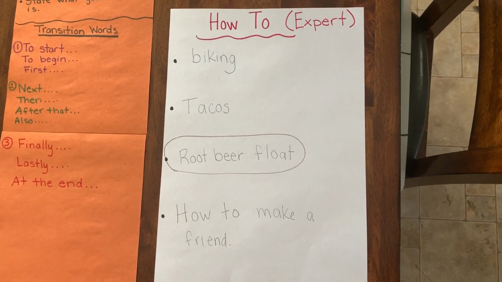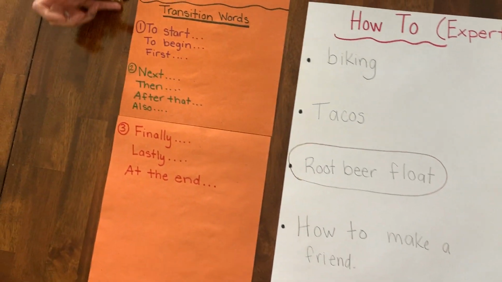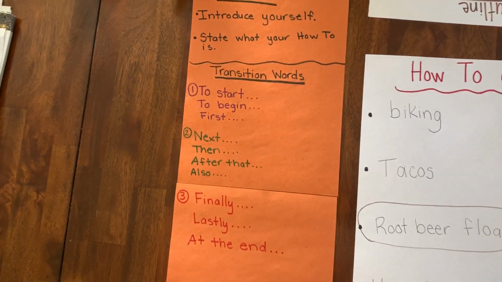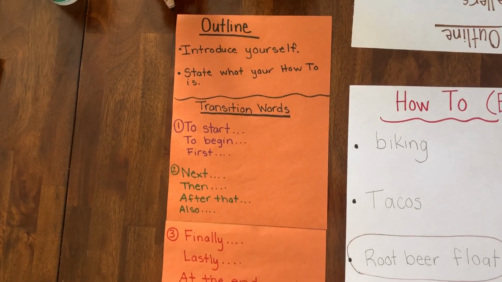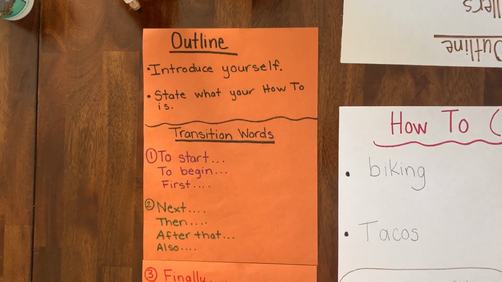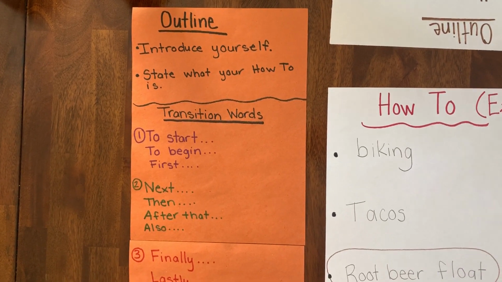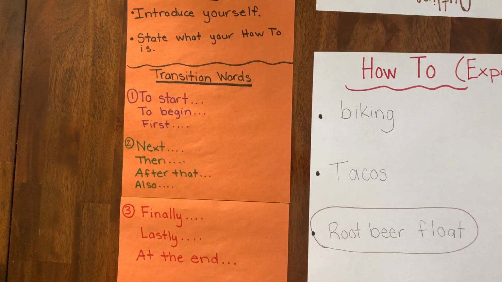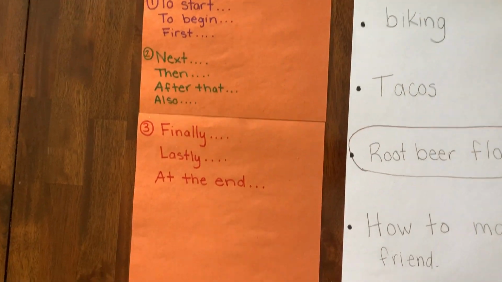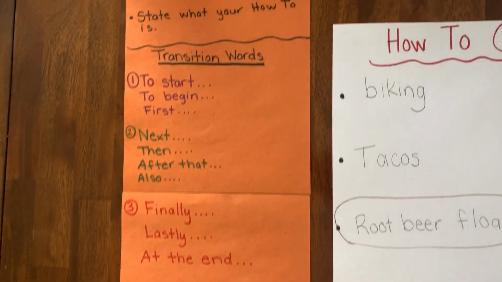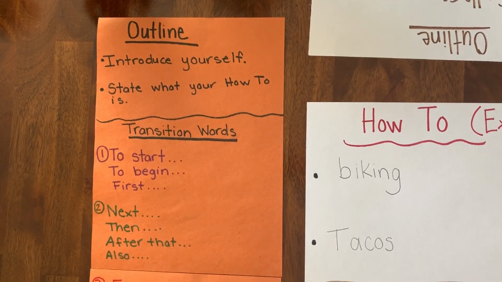The next thing we're gonna do is I'm gonna go over your outline, and your outline is on this orange paper. And don't worry because I took a picture of the outline and I posted it as a link so mom and dad could click on it and they could just see this outline. So you don't have to pause the video. I will have this posted for you guys.